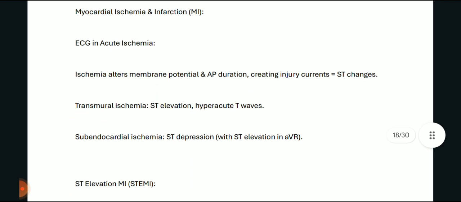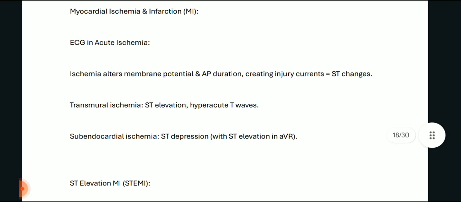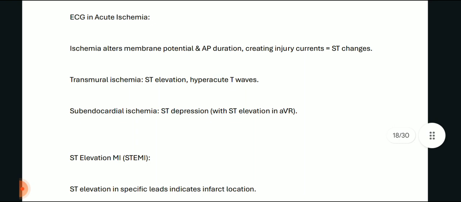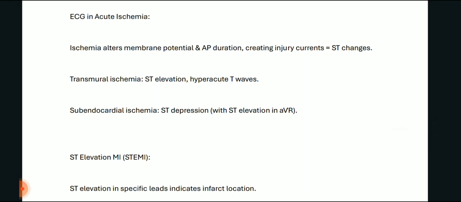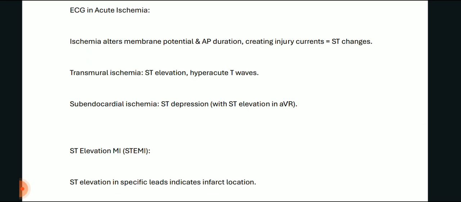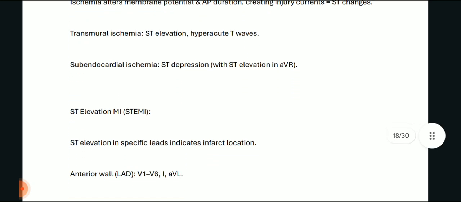And now we come to the disease part. In myocardial ischemia and infarction, what will we see in the ECG? In acute ischemia, ischemia alters the membrane potential and action potential duration, creating injury currents. ST changes occur due to this. Transmural ischemia shows as ST elevation and hyperacute T waves. Subendocardial ischemia shows as ST depression with ST elevation in aVR.